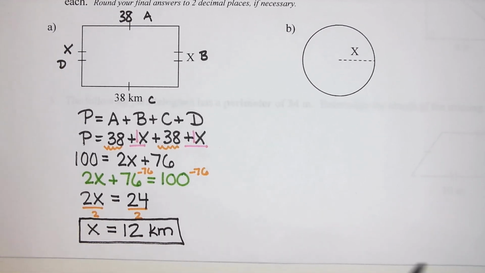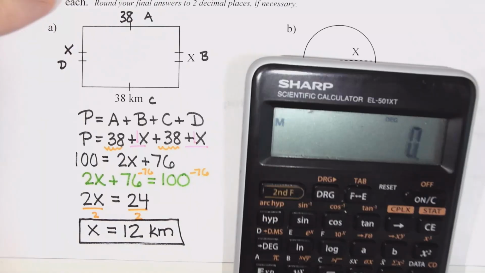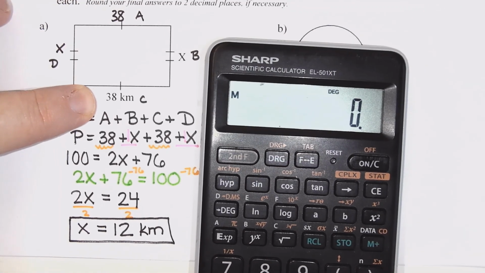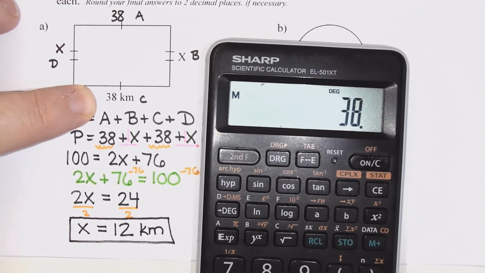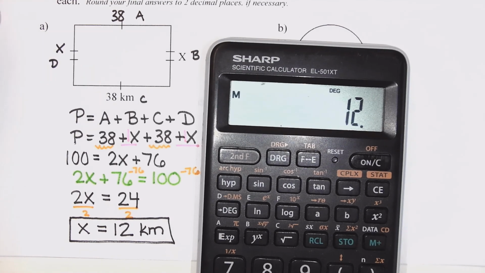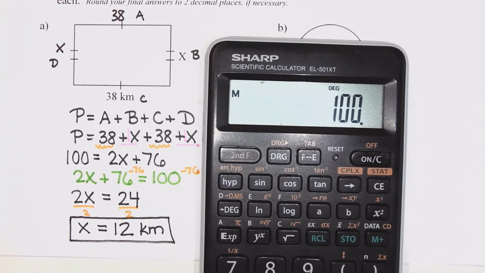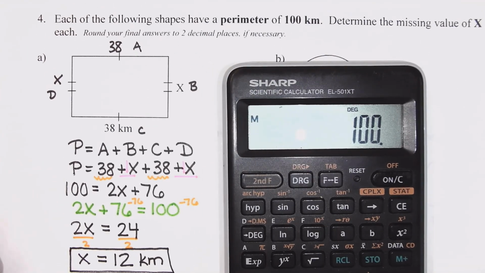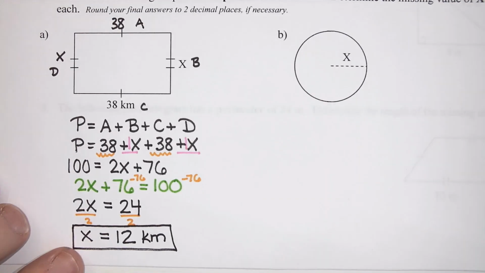If you wanted to check, if I do 38 plus 38, and then plus 12, I get 100, which is what that perimeter is supposed to be.